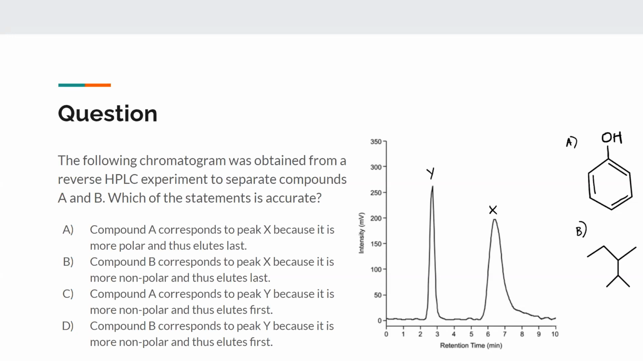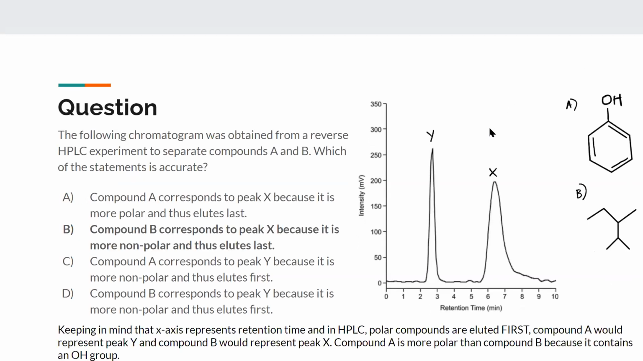This question uses a chromatogram where the retention time is on the x-axis and intensity is on the y. So compound A is more polar than compound B, and by the reverse HPLC rules will be eluted first. So it will correspond to Y. And compound B is more nonpolar, so it will correspond to peak X. Yeah, so this is my explanation for it. If you want, you guys can take a few seconds to just look over it. I know that reverse and normal can be a bit confusing. It just takes practice, really, and just remembering the mnemonics.